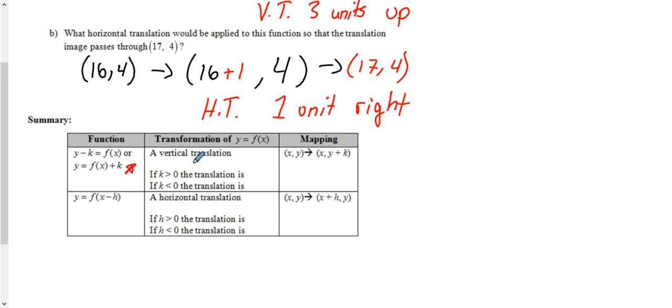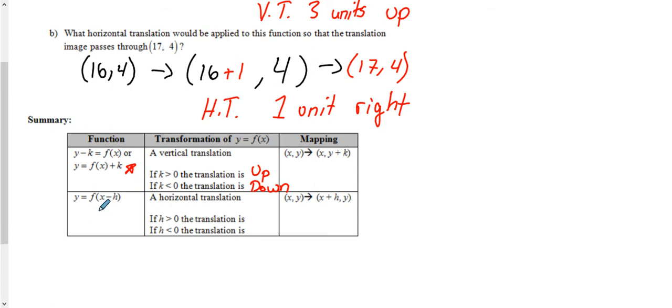We have a vertical translation. What happens? Well, if you have k, and let's take a look at just the second equation here. If your k value is greater than 0, so that's going to be plus 1, plus 2, plus 3, the translation is going to move your graph up. Whereas if k was less than 0, so if you had plus -1, plus -2, plus -3, really you don't need that plus sign anymore. If it was just -2, -3, -4, -5, that minus sign is going to tell us that we're going to move things down.